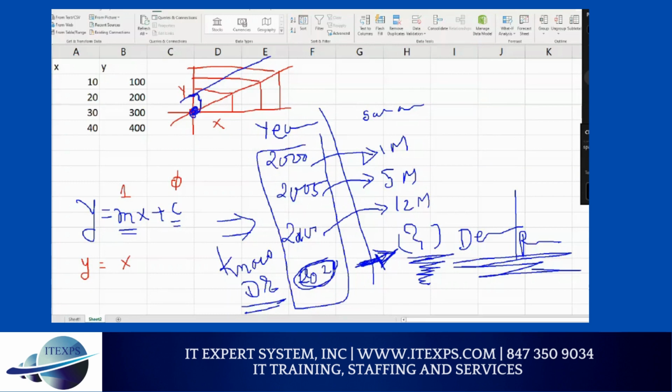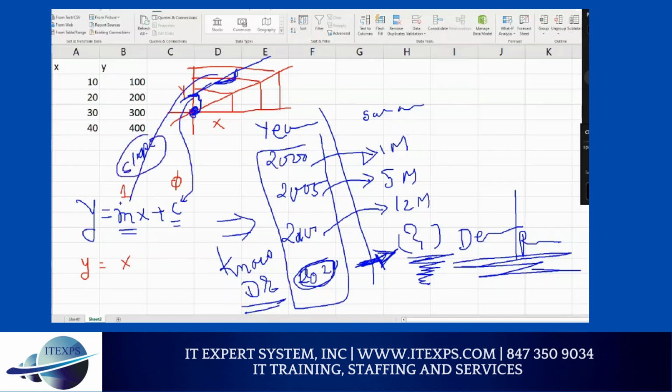Intercept means you have error here. So this error is your C. So if the line goes above or below, then there is a C. So this value is your C. And then the angle of this line, that's your M. M is nothing but slope. Excel will calculate it for us.